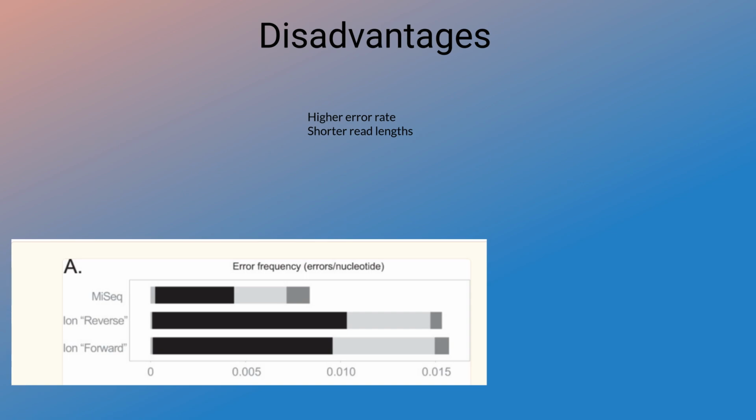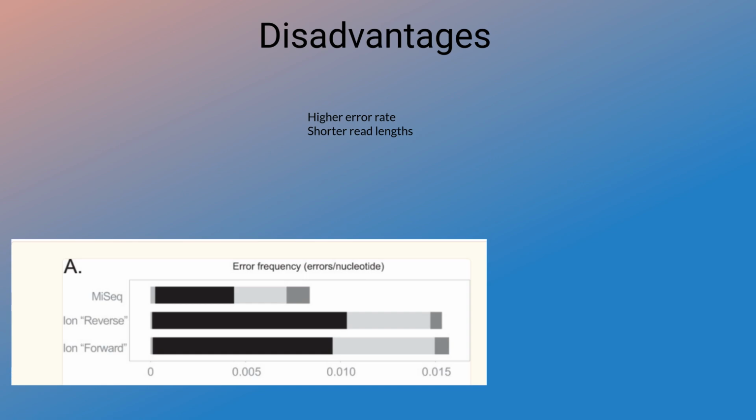If there are multiple of the same nucleotide in a row, it becomes difficult to tell the pH electrical change because it's not a one-to-one electrical change. It's very difficult to tell if there are 5 of the same nucleotides in a row or 6, for example. The error rate is much higher in ion torrent than in other next generation sequencers.